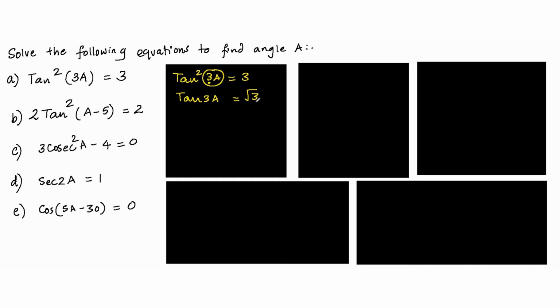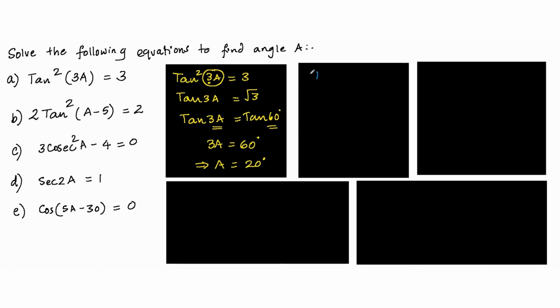Now I am trying to find that angle whose tan is equal to root 3. So I get tan 3A is equal to tan 60. Comparing the angles, I get 3A is equal to 60 degrees, which means angle A is equal to 20 degrees. So this is how I find the value of angle A. Let's now try the second one.